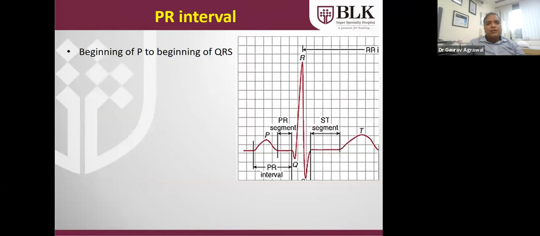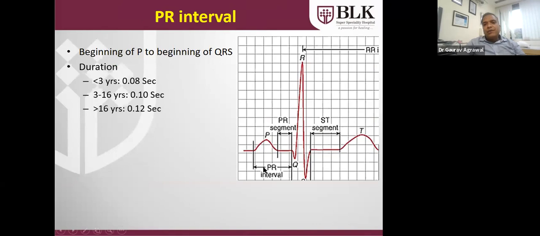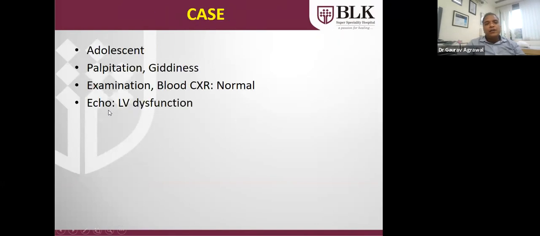That I already told. PR interval, beginning of P wave to beginning of QRS is known as the PR interval. Duration, as the age progresses, the interval duration will increase. In less than 3 years, it is 0.08 second, and more than 16 years, up to 0.12 is normal.